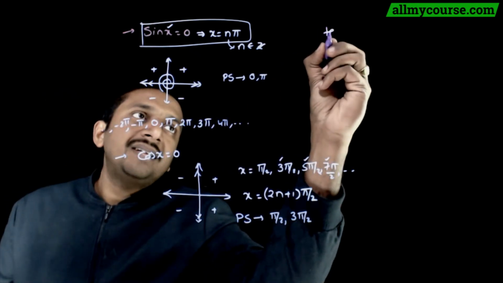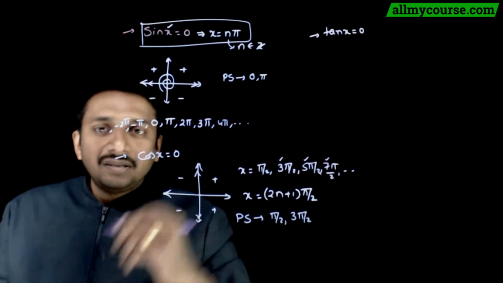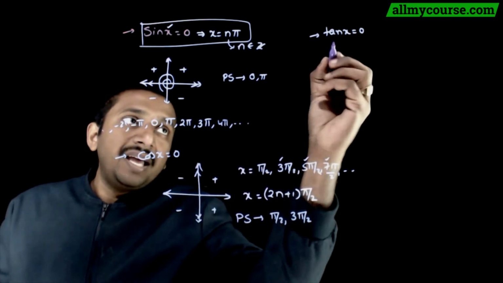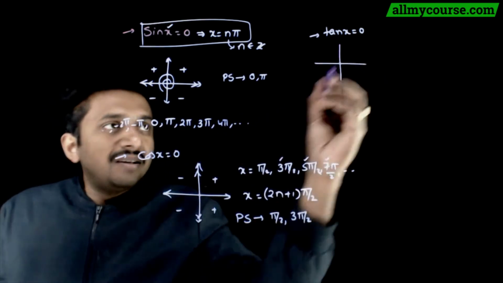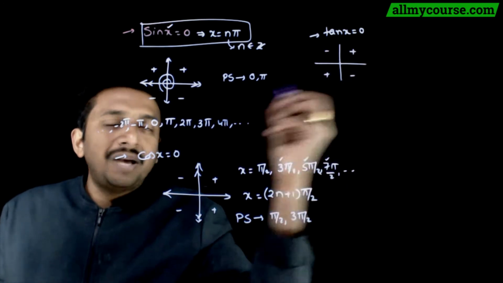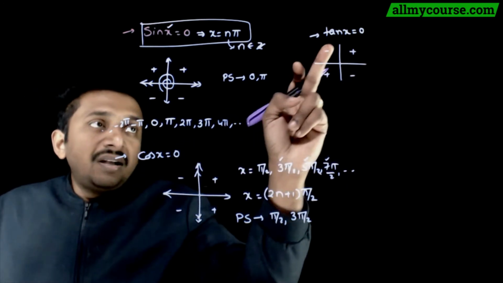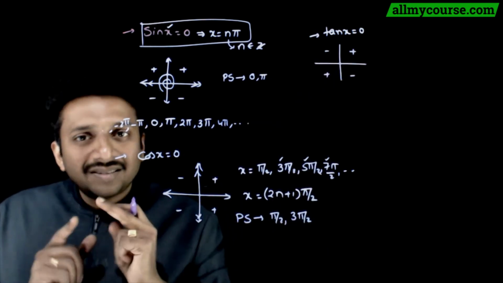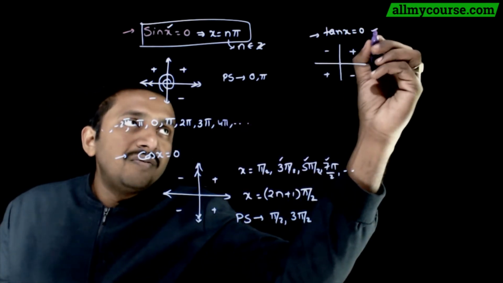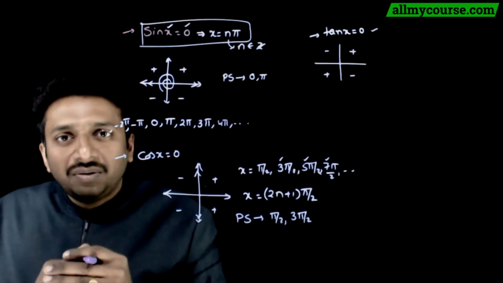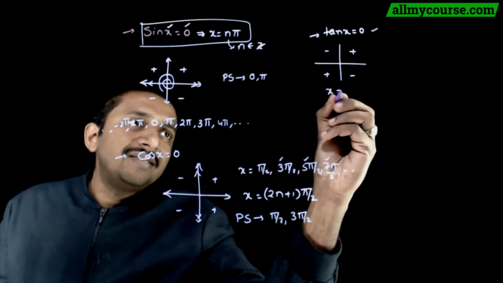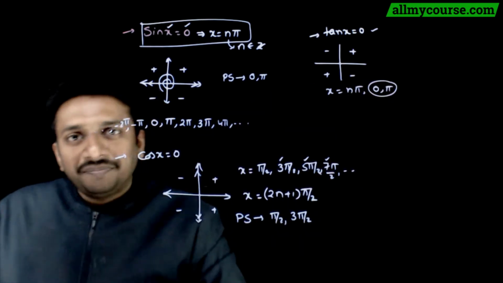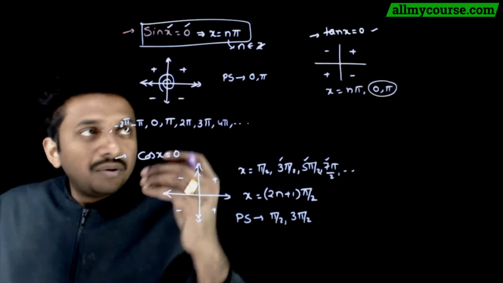Now let us take tan x is equal to 0. What is the solution of this? Again, what is the quadrant diagram for tan? Plus, minus, plus, minus. So where will tan be 0? We know that tan is sine by cos. So tan x is equal to 0 implies sine x is equal to 0, and the solution will be exactly the same as the solution of sine x is equal to 0. Hence, the solution is x is equal to n pi, and the principal solutions are 0, pi. So that covers sin x equal to 0, cos x, tan x.